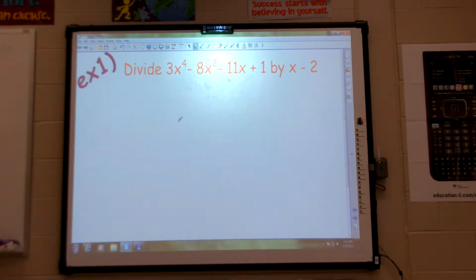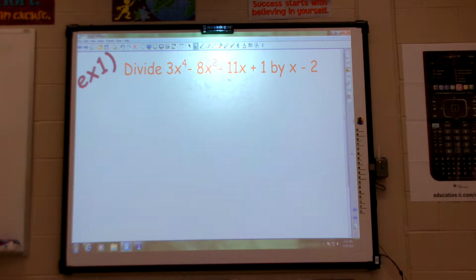So I want to divide 3x to the 4th minus 8x squared minus 11x plus 1. I'm going to divide all that by x minus 2. So x minus 2 goes on the outside, right? But don't start setting it up yet.